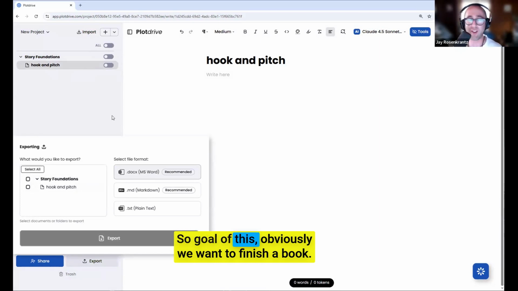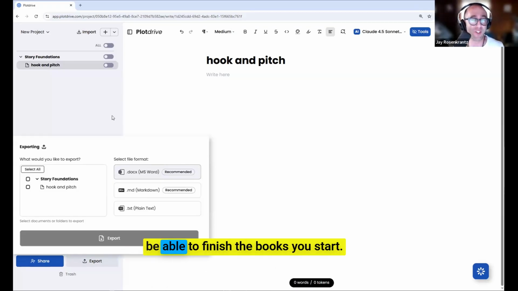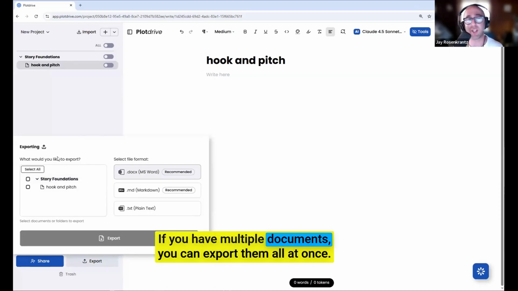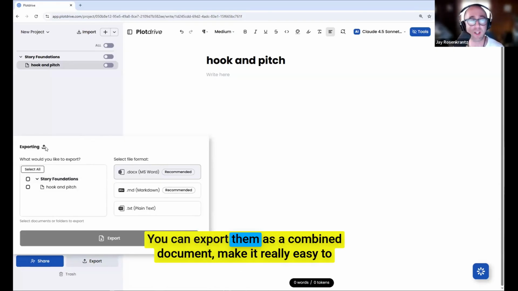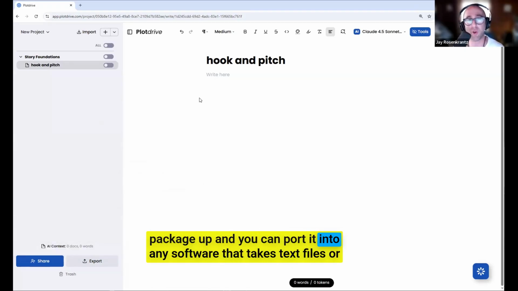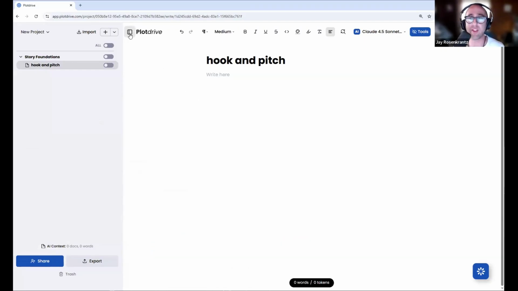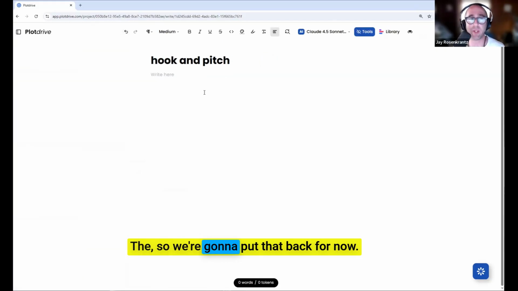So goal of this, obviously, we want to finish a book. We're not going to finish a book during this workshop, but hopefully all of you are going to be able to finish the books you start. And so at any time you can export. If you have multiple documents, you can export them all at once. You can export them as a combined document, make it really easy to package up, and you can port it into any software that takes text files or Word documents, what have you. So we're going to put that back for now.